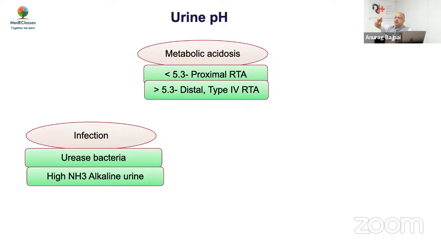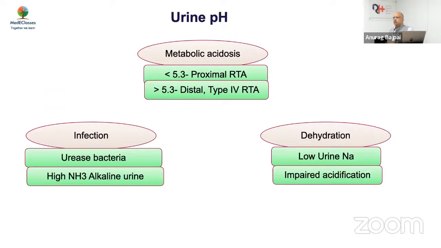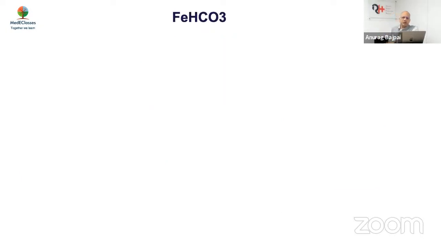Whenever you're using urinary pH, you have to look at two things: urine routine microscopy to exclude UTI, and a urinary sodium to exclude dehydration. If somebody is dehydrated or has a urine infection, your urine pH levels will not be reliable. With dehydration, again low urinary sodium, your acidification may be defective because sodium is required. So before you look into urine pH, look into urine RM and urine sodium. Only if they are fine should you go ahead with urinary pH.